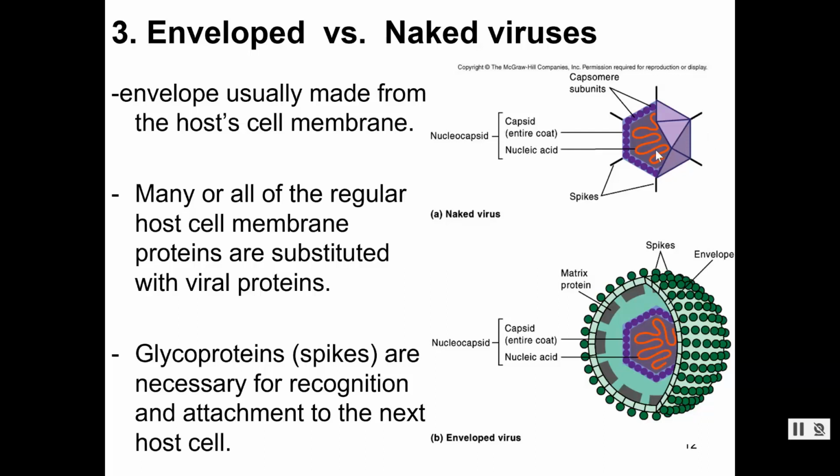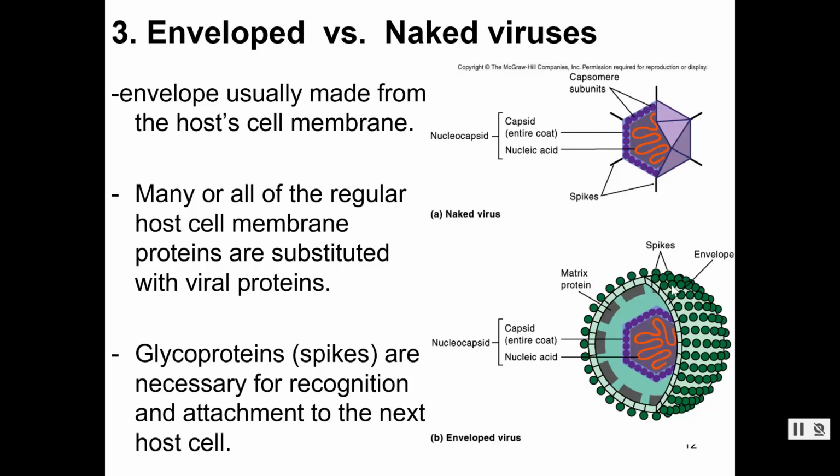All right, so here's a picture, and we've got our nucleic acid, and we have our capsid. So this is a non-enveloped or naked virus. It's got the capsid, made up of those proteins. If it has an envelope, that is another layer of protection. This envelope is a phospholipid bilayer because it is taken from the host cell membrane.